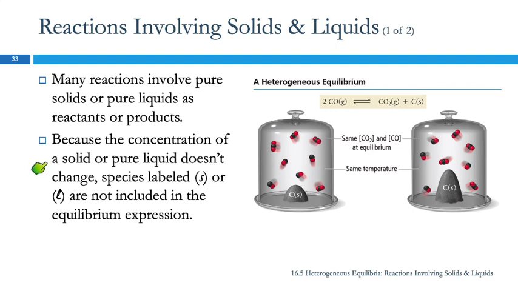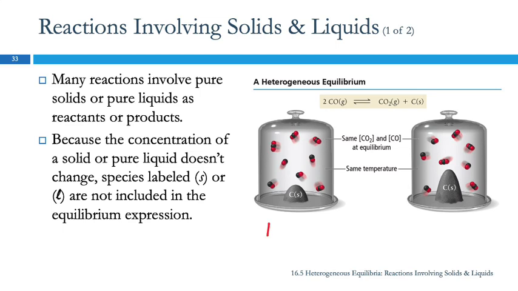So solid and liquid concentrations don't change, and so anything that's a solid or a liquid is just not included in the equilibrium constant expression. So here, you have 2CO going to CO2 plus C. Regardless of whether there's a little bit or a lot of carbon in here, the concentrations of carbon monoxide and carbon dioxide under these bell jars is going to be the same.